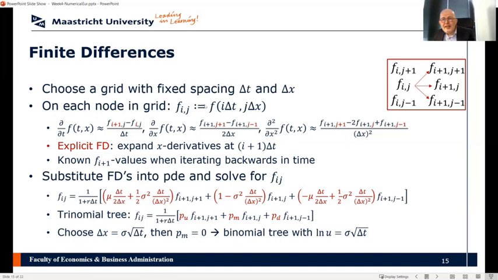And I've made this box here where I've kept track of 6 nodes in the neighborhood of the function fij that I'm interested in. So if I go one step in this direction, my i goes from i to i plus 1. And if I go one level up, I go from j to j plus 1. And if I go one level down, I go from j to j minus 1.